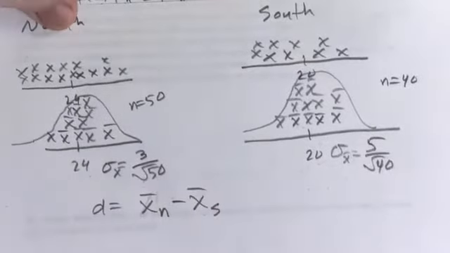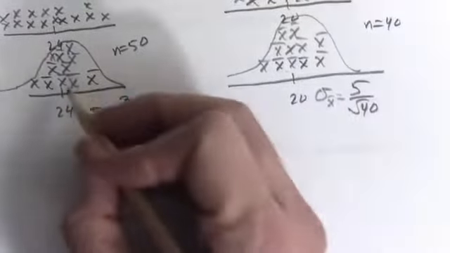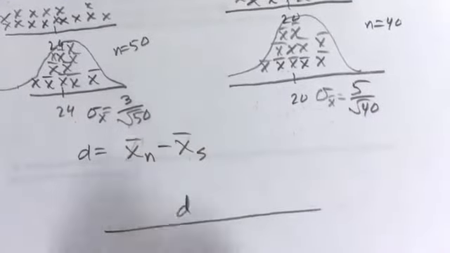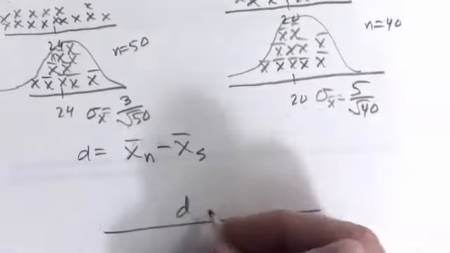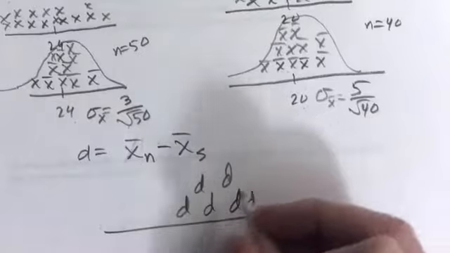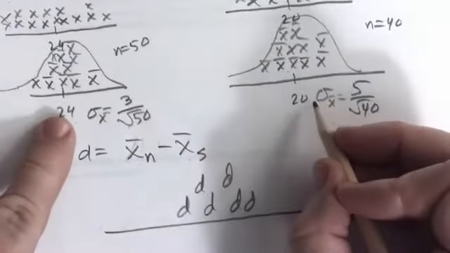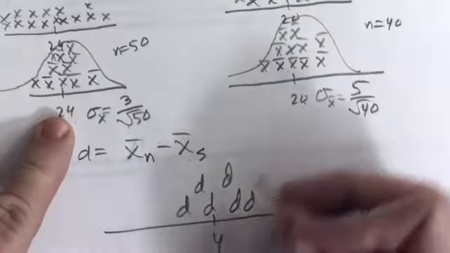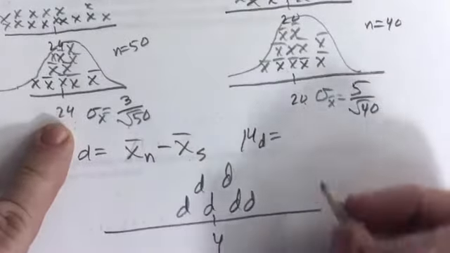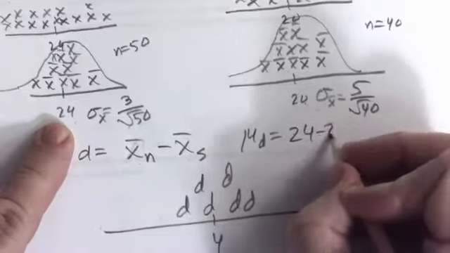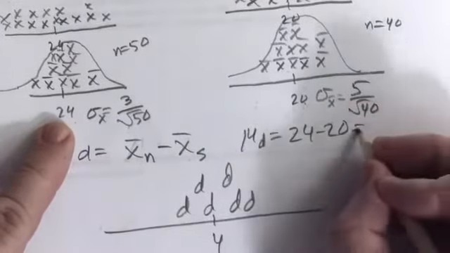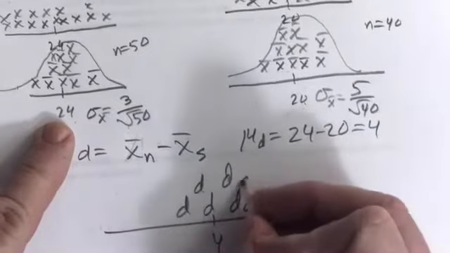And if we did this many times, if we took a value here and a value here and subtracted it and got a difference, and then took a value there and did it again, we would find many different differences. They would be centered around 4. So the mean of the differences is going to be equal to just 24 minus 20. It's just going to be the mean of that minus the mean of that. So it's going to be 4. But they will vary.